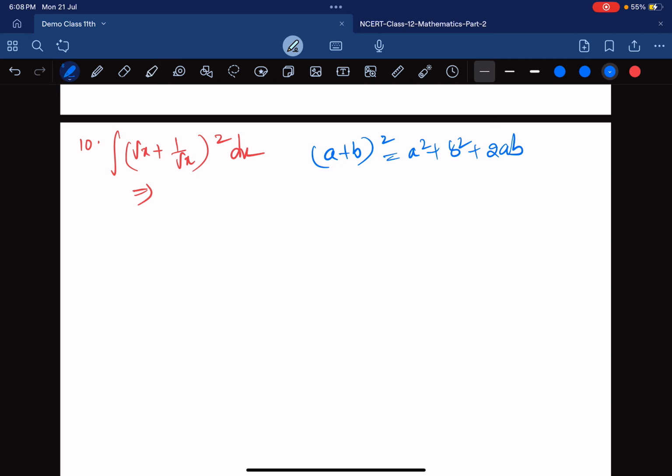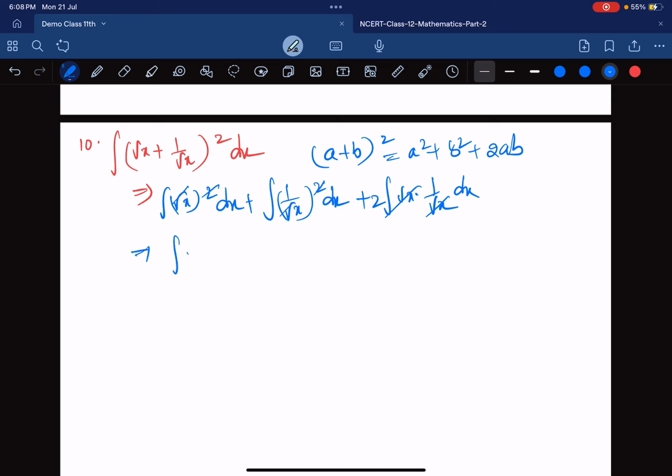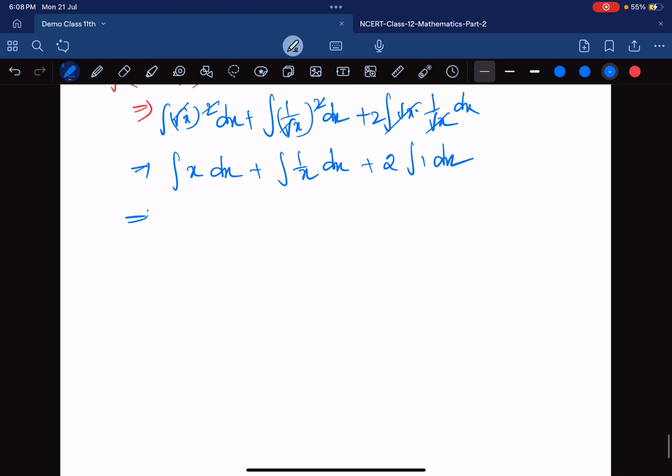So the integration of (√x)² dx plus the integration of (1/√x)² dx plus the integration of √x into 1/√x times 2 dx. The square roots cancel. So finally we get the integration of x dx, the integration of 1/x dx, plus 2 times the integration of 1 dx. Which implies this is x²/2.